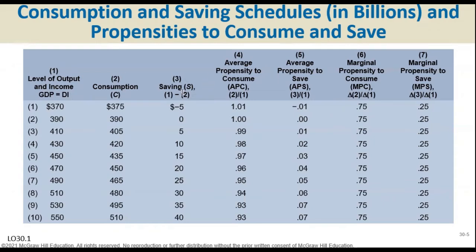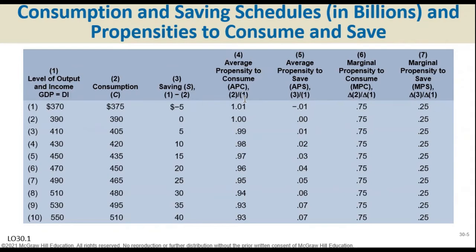So how you read this table here is, under column 1, you have the level of output, which coincides with the disposable income. We know that the disposable income goes two ways. You allocate it either to consumption or to saving. So these two together are equal to the disposable income. In level 1, you can see that you consume more than the disposable income, and you have a dissaving of 5.